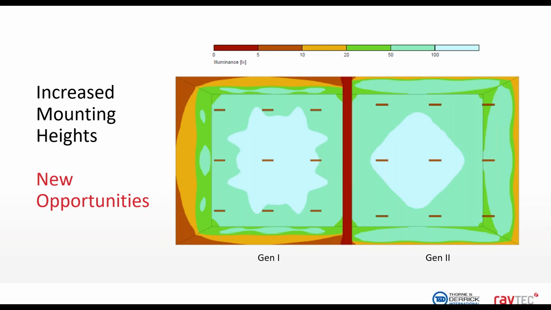So this ability to mount Linear Gen 2 at greater heights without compromising on performance brings, we think, a lot of opportunities. It actually brings the performance of the Linear into the territory of a traditional low bay style fitting, but with the advantage of being far more cost effective and also being available with emergency battery backup as well. So again, we think this is something which is of real interest to end users.